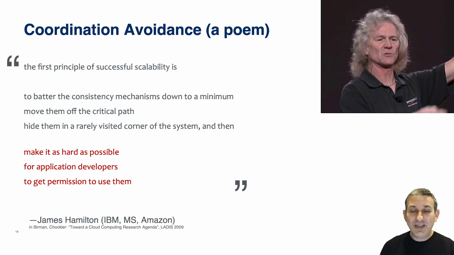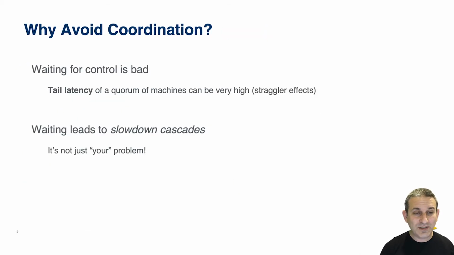All right? Why is James saying that people should not be using these techniques that are the techniques we have for coordination? Well, waiting for control is bad. If you're in a distributed system, the bigger the system is, if you're waiting for everyone else, the higher the probability that someone else is slow. So what seems to be the attraction of cloud computing, which is that you can have really big numbers of machines, if you use coordination, that becomes the curse of cloud computing. That big number of machines means that waiting can be really long. Okay, so these straggler effects, or the tail latency of a quorum of machines, is typically very high as you scale up. So you really don't want to be waiting because you're typically waiting for somebody who's slow.